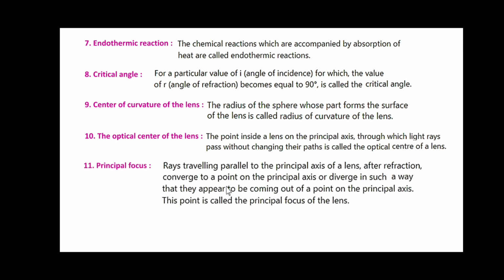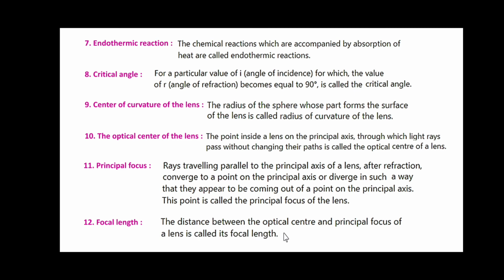Principal focus. Rays traveling parallel to the principal axis of a lens, after refraction converge to a point on the principal axis or diverge in such a way that they appear to be coming out of a point on the principal axis. This point is called the principal focus of the lens. Next is focal length. The distance between the optical center and the principal focus of a lens is called its focal length.